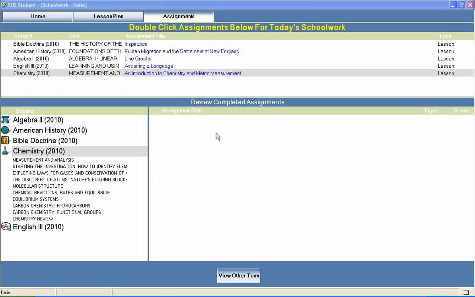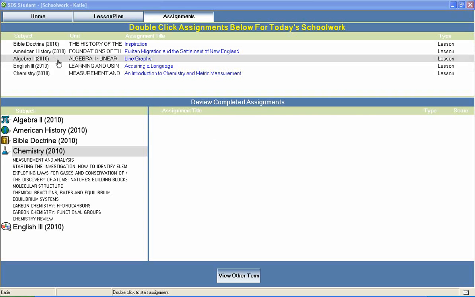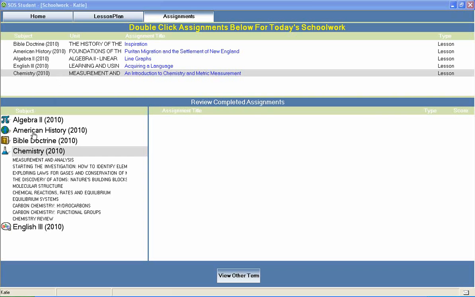Welcome to Switched On Schoolhouse, a CD-ROM-based homeschool curriculum from Alpha Omega Publications. Switched On Schoolhouse Chemistry is a high school science course typically included in an 11th grade course of study. Units include measurement and analysis, exploring laws for gases and conservation of mass, molecular structure, equilibrium systems, carbon chemistry, functional groups, and much more. Now let's take a look at a chemistry lesson to see how concepts like these are covered.